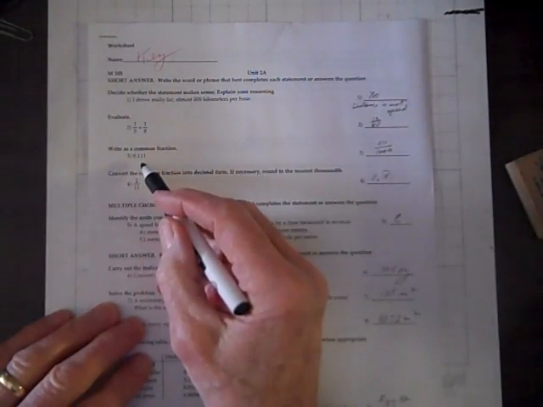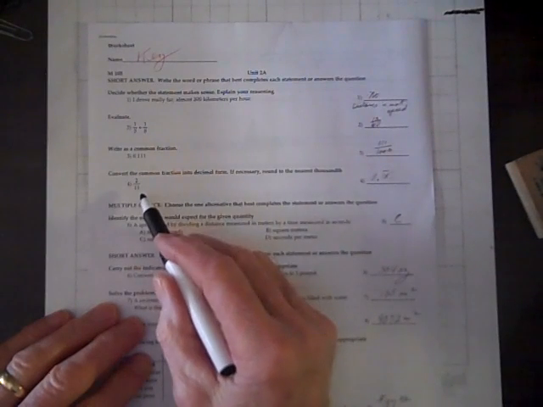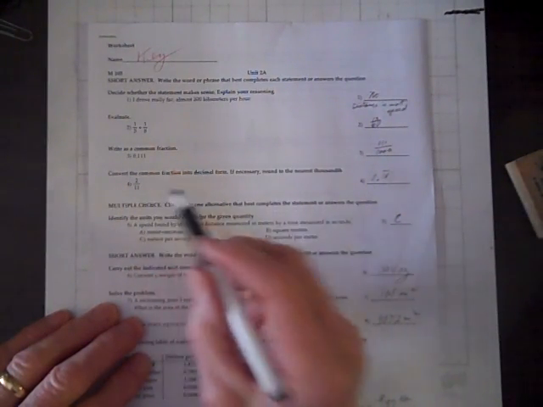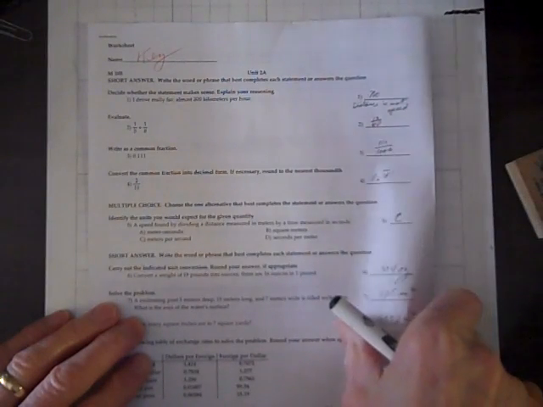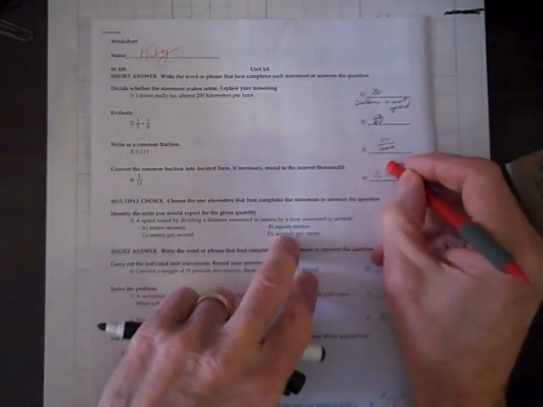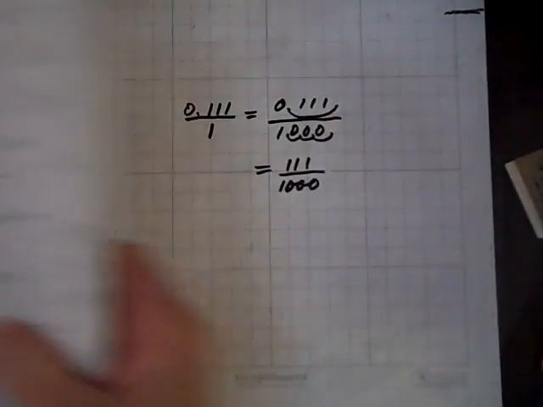Now we've written 0.111 as a common fraction. Now we have to write 2 over 11 as a decimal to the nearest thousandths. Oh, okay. To the nearest thousandth. So that's going to be a 2 there. But let's see how we get it.